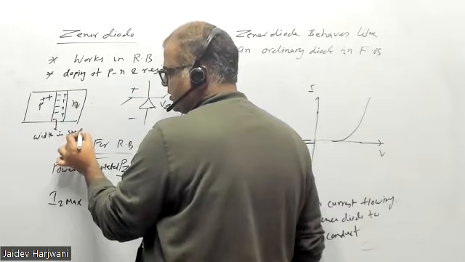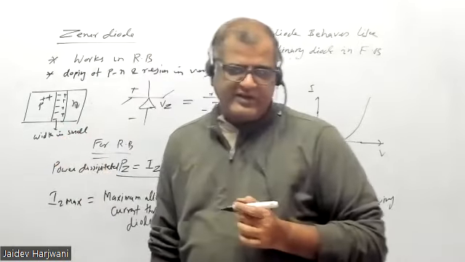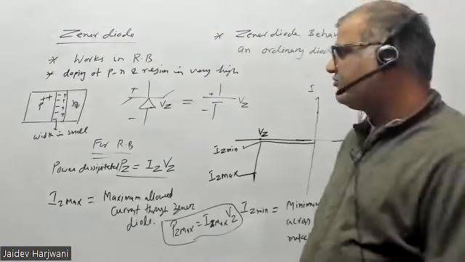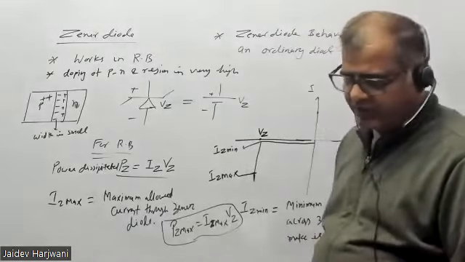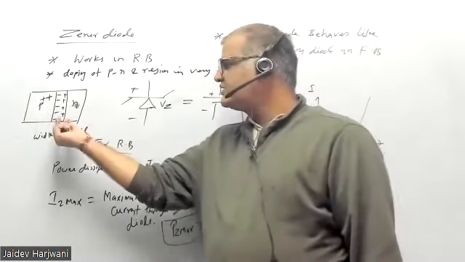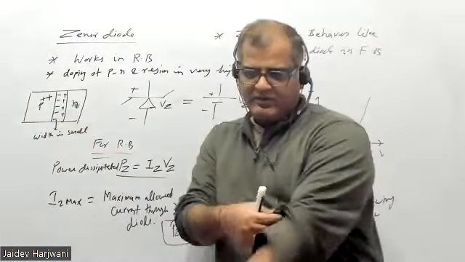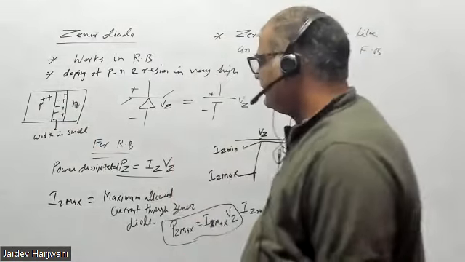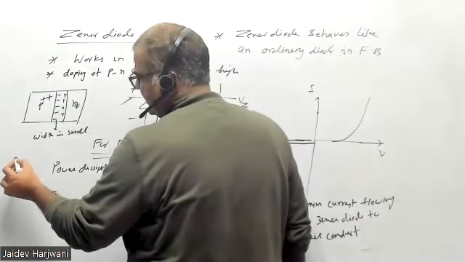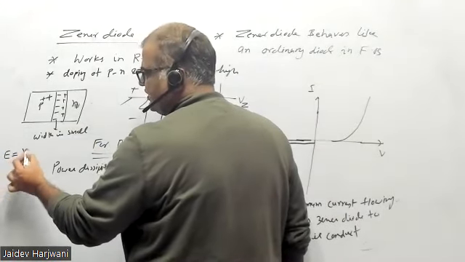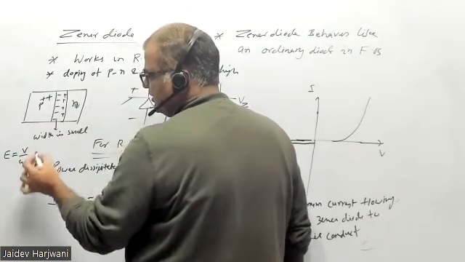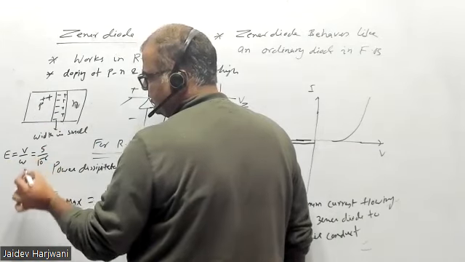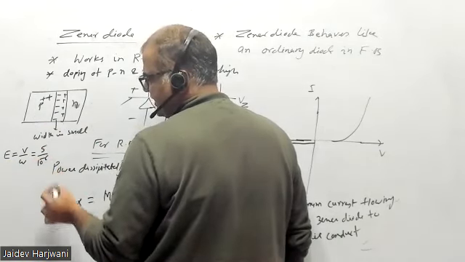Width is small. Now, when the width is small, what happens? The electric field is voltage divided by width. You're applying voltage, suppose 5 volts, and if this width is in the micrometer range, then the electric field is very high. For example, the electric field is V by W across this width. If I say this is my 5 volts and the width is a micrometer, that is 10 raised to power minus 6 meter.